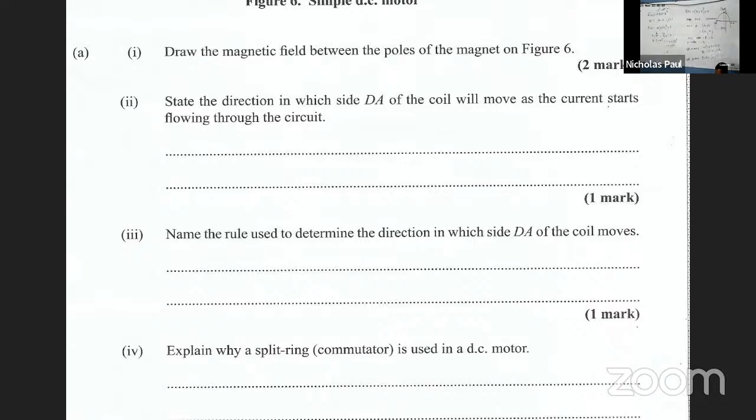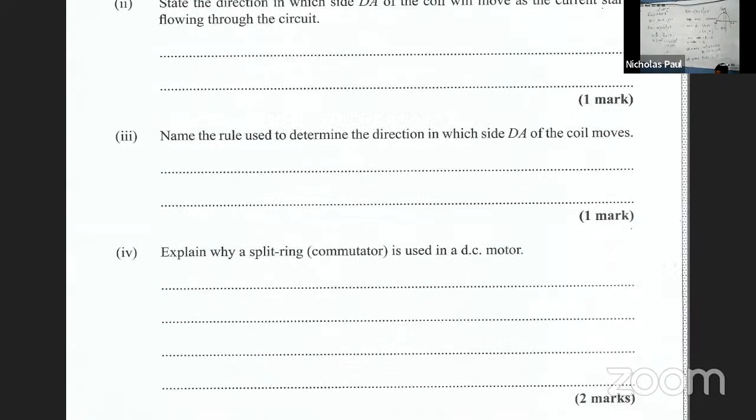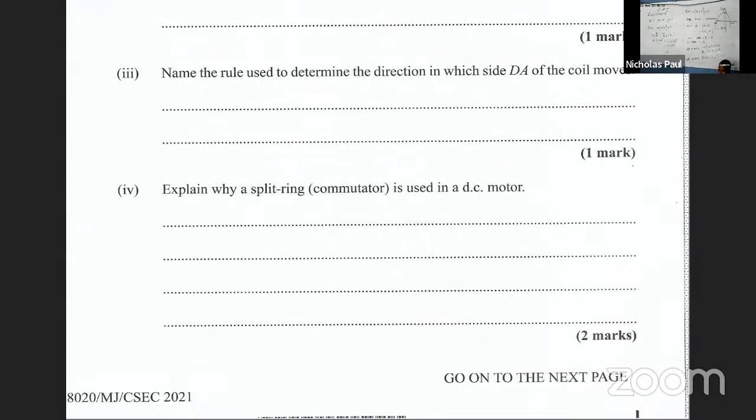Right, and explain why a split ring is used. What's the purpose of this split ring? To make sure current flows in the same direction all the time. All right. So the split ring is to make sure that current flows in the same direction all the time. You can take it off now. You wouldn't need them.